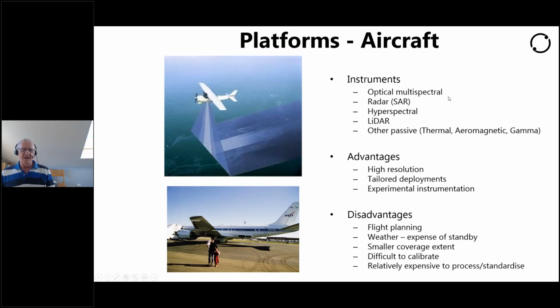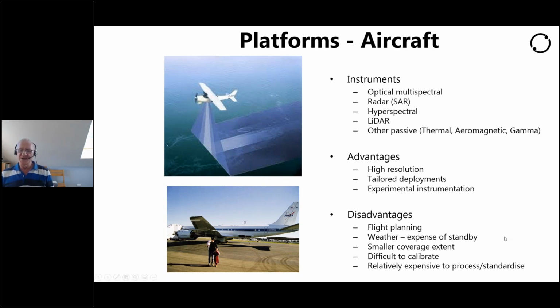Moving on to talk about aircraft, this is probably the traditional remote sensing platform from the dawn of aerial surveying, probably 100 years or more ago. So aircraft can be anything from fixed wing, helicopter, or even very large aircraft like this NASA DC-8 that came with a lot of radar experiments. You can see the radar panels on the side. That was brought to New Zealand back in 2000.